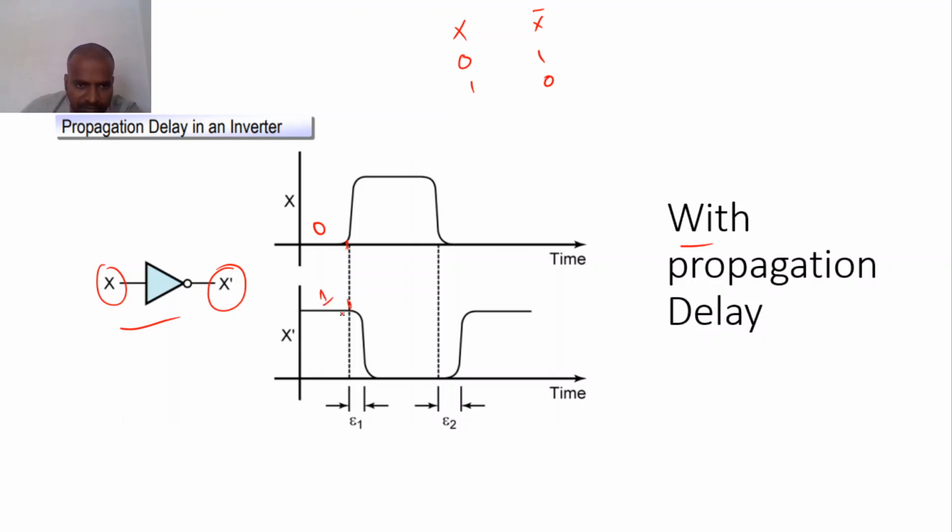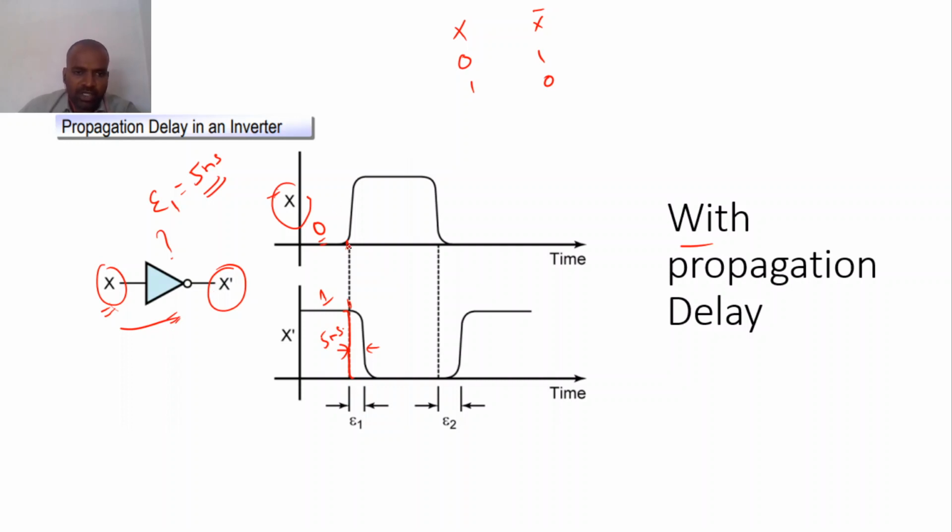But actually the output will change here, but due to some delay in the NOT gate, the first delay is epsilon 1. That delay may be 5 nanoseconds, just imagine 5 nanoseconds, so this time period is the 5 nanoseconds time period. So when I am applying x equal to 0, the output is equal to 1, but it will appear after 5 nanoseconds because it takes 5 nanoseconds to produce the output.